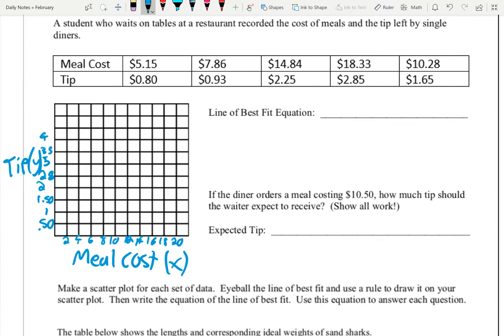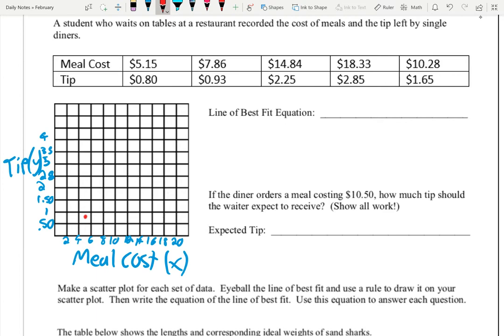All right. So again, your scale could be different than mine. That's the way I decided to make my scale. You could do it differently. That's okay. So let's plot these points. $5.15 would be, and then 80-cent tip would be about here. I'm going to do this in red, so that it stands out from my other points. All right, so again, $5.15 and 80 cents. So about there.